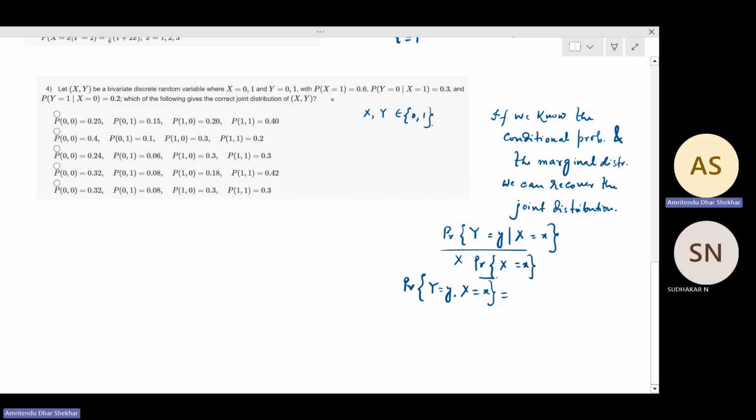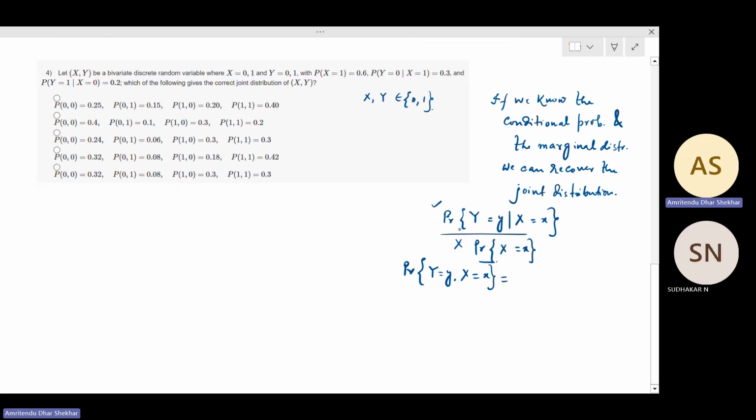So with this in mind, we have to essentially figure out the conditional probability and the marginal distribution. It is given to us that X takes value 1 with probability 0.6. Now X of course takes two values, so it has to take the value 0 with a probability of 0.4. Right? So we have obtained the marginal distribution.